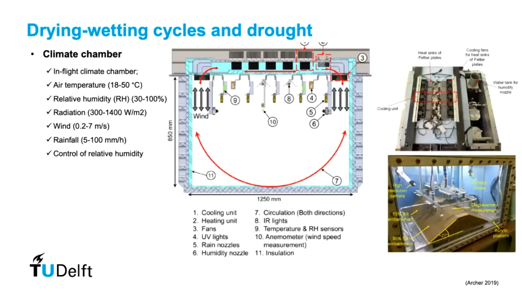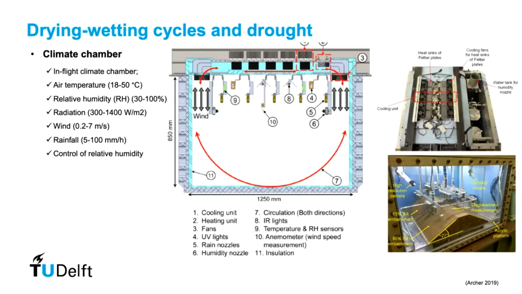And last but not least, we have these opportunities to explore the effects of climate directly on the centrifuge model. This is quite a challenge and something that requires a lot of instrumentation. What you see here is something we like to call a climate chamber for centrifuge models. Inside this climate chamber, you will place your centrifuge model, and you will be able to control air temperature, relative humidity, radiation, wind, rainfall, or even relative humidity within the soil.